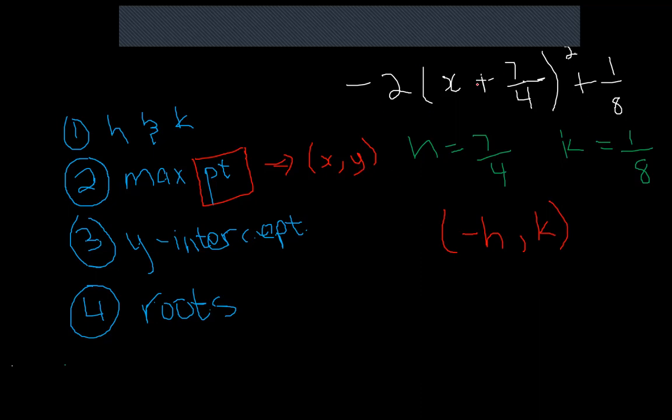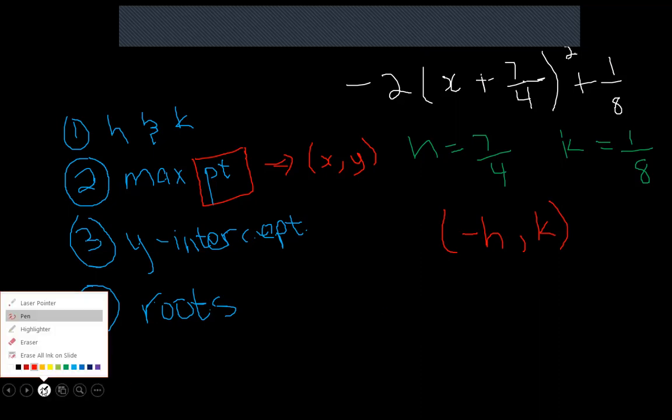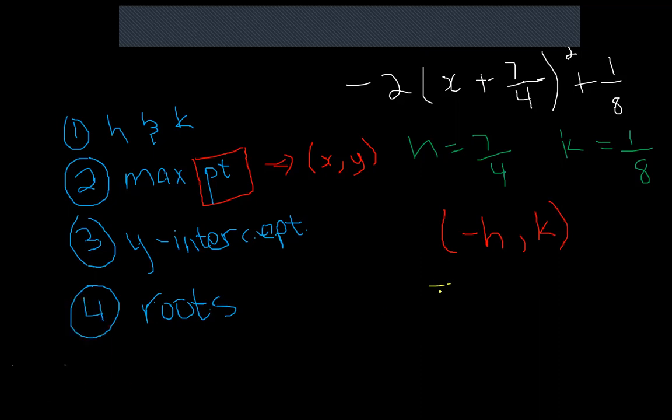Looking at my completed square form, I know that h is 7/4, so minus h is minus 7/4, and k is an 8. So this is my maximum point.